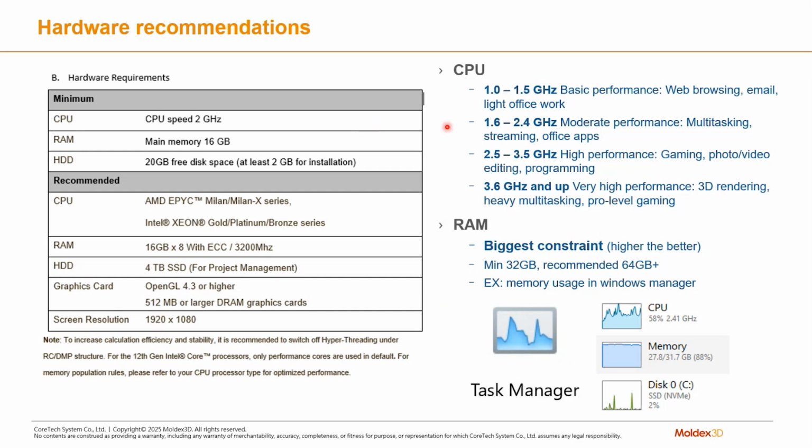So here's just a simple comparison of different CPU speeds and how they affect real world tasks, assuming similar CPU architecture. So you have your 1 to 1.5 gigahertz range, which is for your basic performance, like web browsing, email, and just light office work. 1.6 to 2.4 is more moderate performance, like multitasking, streaming, office apps.